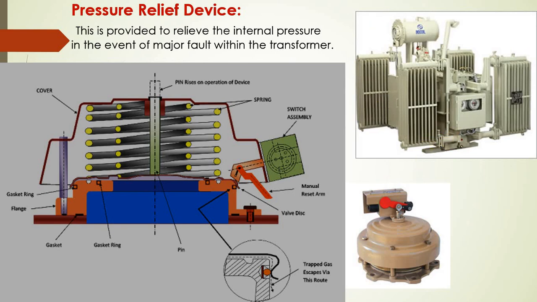Initially, the pressure release device was not used. Instead, a bakelite flange was placed, and when the oil expanded, it would damage the explosion vent. So in place of that, pressure relief valves are used. These can function multiple times.